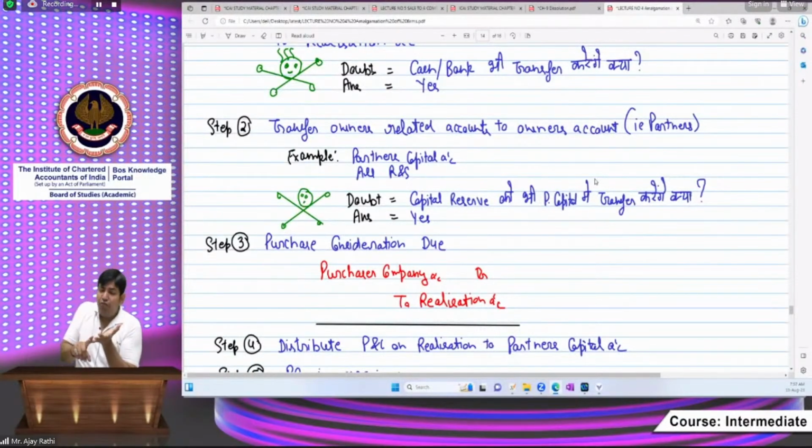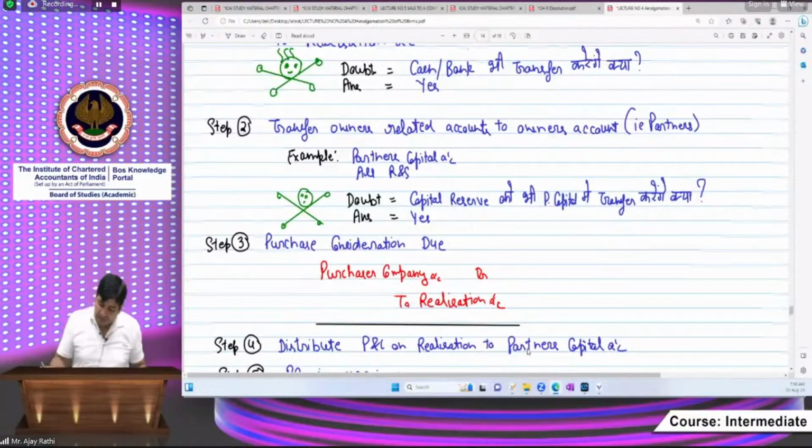The nature of those things is different only for a running business. Beta, now there is nothing which can be segregated. Capital, revenue, all the things will be shifted to the partners' capital accounts. So there must not be any person who has the question in mind: sir, should the capital reserve be transferred to capital? Why not? All the things are there which have to be packed off. Okay, beta. Now capital reserve, revenue reserve, all the reserves will be transferred to the partners' capital accounts.